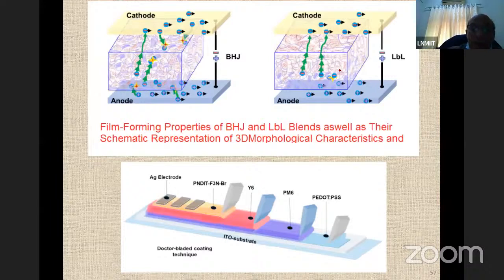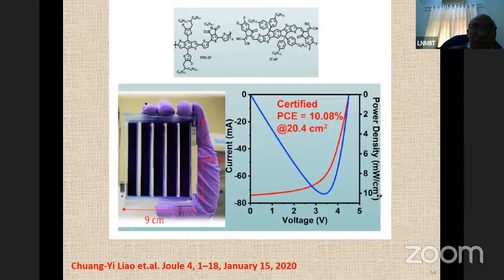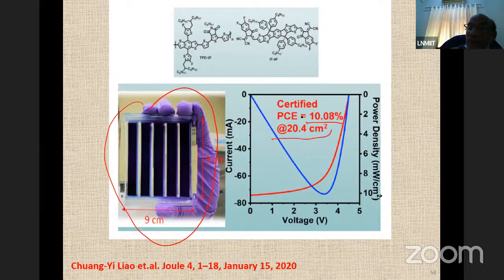Now, how can you fabricate it? This is a simple fabrication technique that is done by using the doctor blade technique. We can make different types of solar cells using organic solar cells. This is one of the panels here. It is 9 centimeters by 9 centimeters. They have reported 10.8% efficiency for this area, using this donor here and acceptor here.